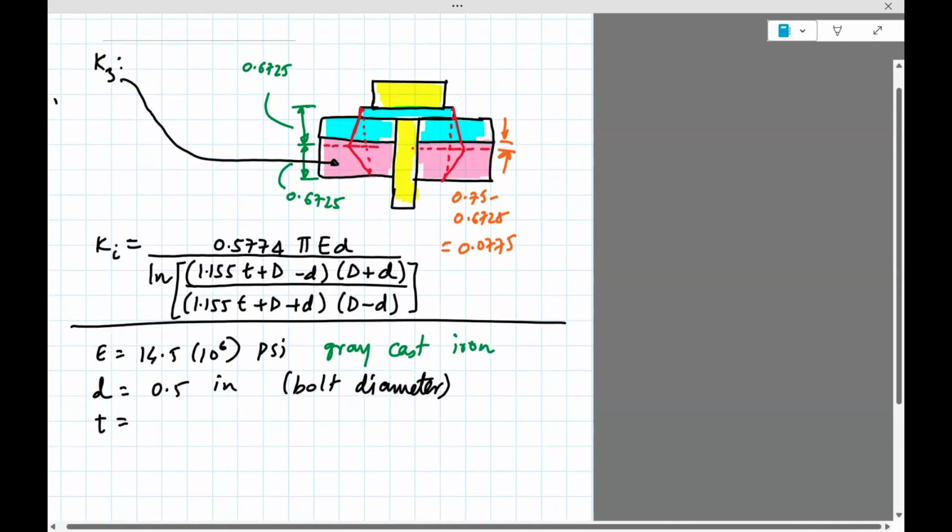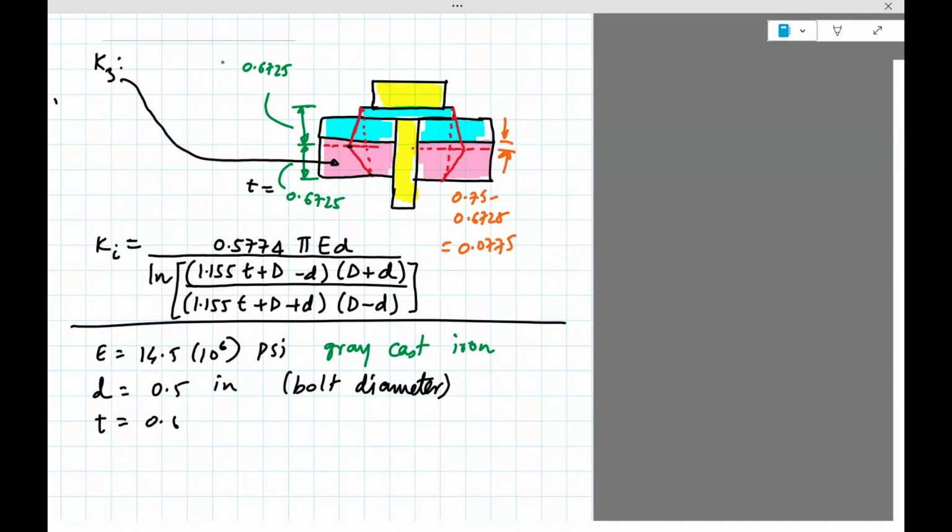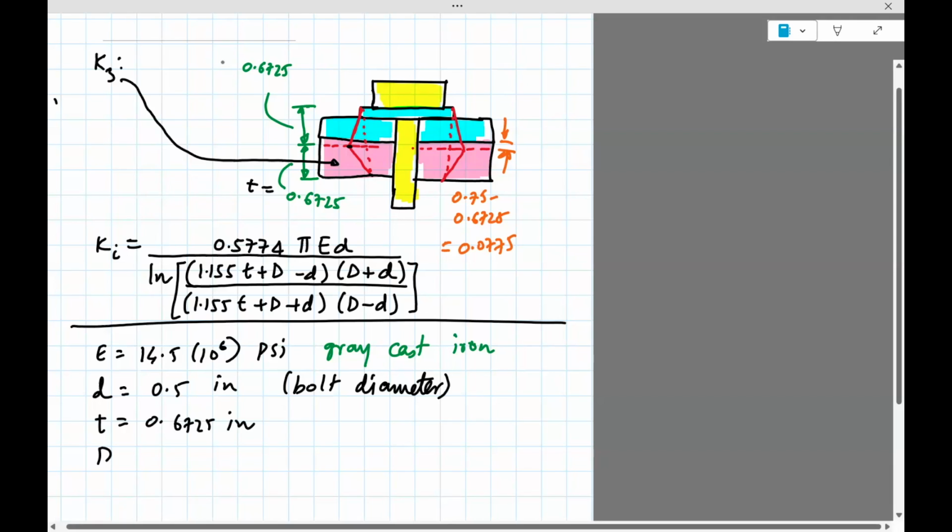Next is the thickness. So here, thickness is going to be this one. Basically, it starts over here, ends over there. So it's 0.6725 inch.